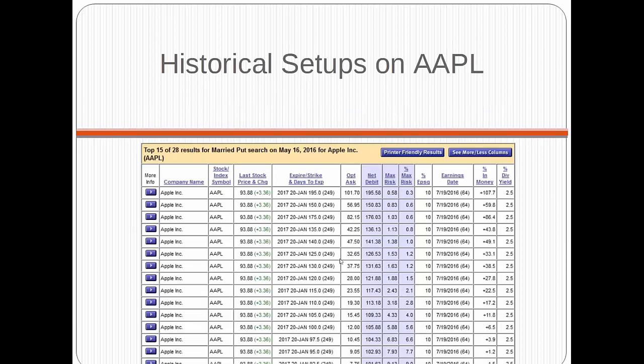All right, here, I'm going to show this real quick. This is the married put screens we would have seen for Apple if I was looking for potential married puts on Apple following the radioactive trading techniques, again, on May 16th, a little bit less than a month ago. Well, Apple was at 93.88. Now, why am I showing you this chart?